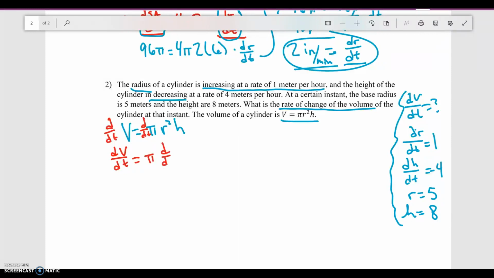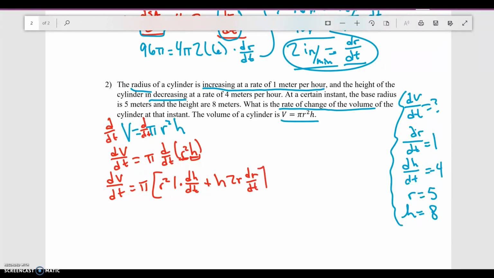Now all I'm really going to take the derivative of is this r squared and h. The thing about this problem is that now we have to use the product rule, because now we have two different letters. So first, leave the first one alone, r squared, and now take the derivative of h. The derivative of h is just going to be 1, but now I'm going to add a dh over dt. Plus, now the second we're going to leave alone, h, and the derivative of r squared is 2r, but now I'm going to add a dr over dt. All right, and that's it.